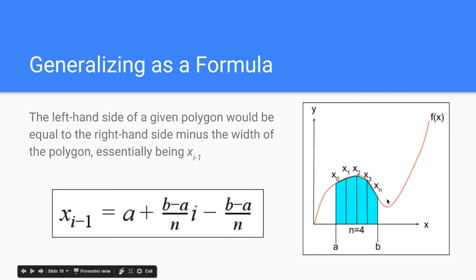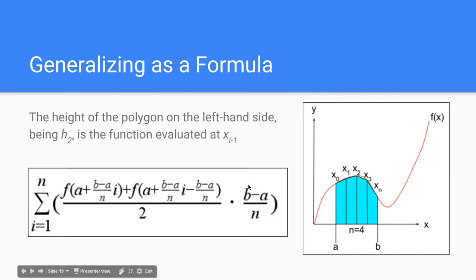So why do you do that? Because if I'm at the right-hand side of a polygon, and I want what's on the left-hand side, I just have to subtract the width of this polygon and I get to the left-hand side. So now all we have to do is replace h2. We have to evaluate the function at x(i minus 1), and that's how we get height 2. So now we have a new formula where we've replaced height 1, height 2, and the base.